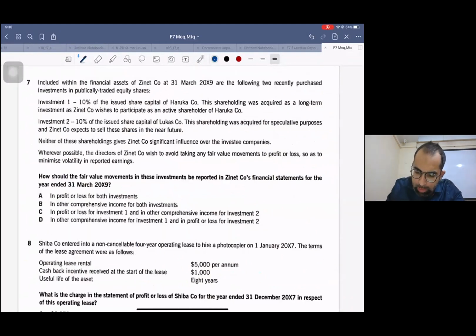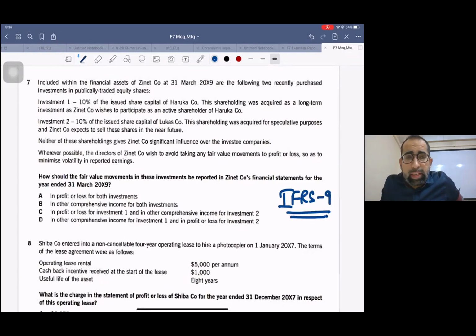This is related to IFRS 9. You remember the classes in IFRS 9, when we were studying financial assets? Listen. One class of financial asset is equity. If you buy ordinary shares of another company, it's also a financial asset. And for that you have two options: fair value through PNL and fair value through OCI.